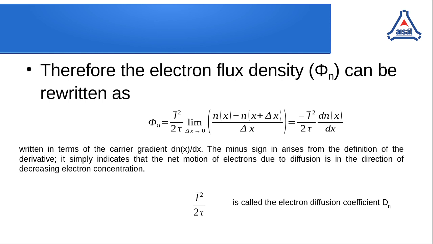The term L bar square by 2 tau is known as the electron diffusion coefficient, which is normally denoted by D suffix n. So we have the electron flux density phi of n equal to minus Dn dn(x) by dx.